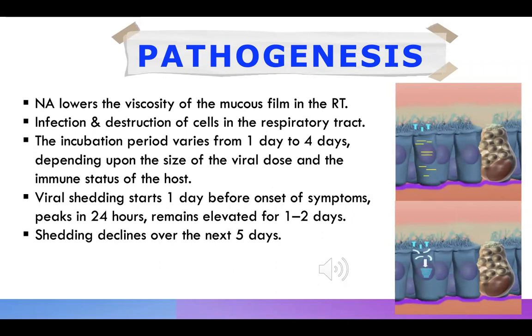Okay. Now, viral shedding starts usually the day before the onset of the symptoms. So the day before we see symptoms, that's the time the virus starts to shed. They would be shed in the form of respiratory secretions, okay? In phlegm, in sipon, okay? In laway, okay? So it peaks within 24 hours and still remains elevated from day 1 to day 2, okay? Eventually, it will decline over a period of 5 days, okay?